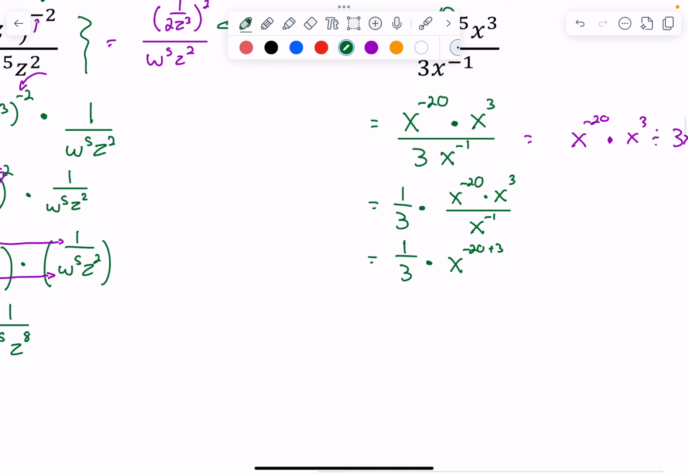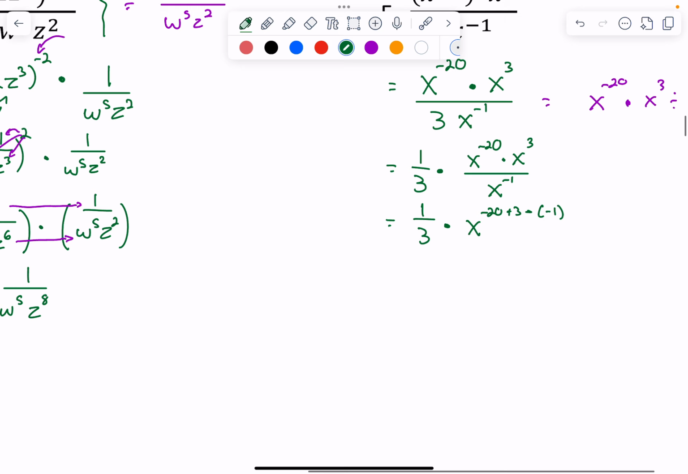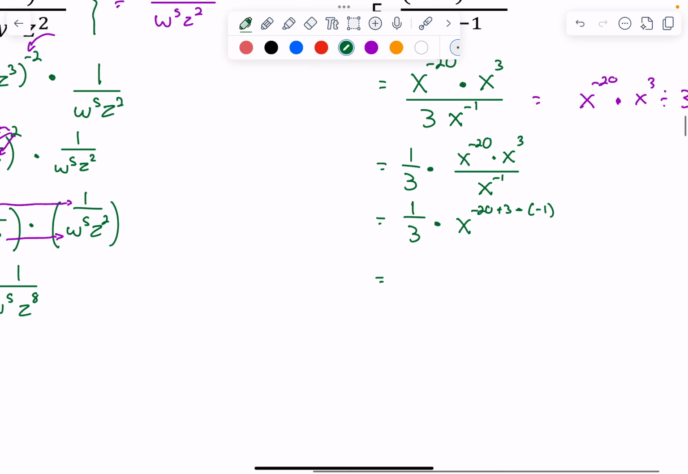Adding that 3. And then on the bottom, we are dividing that, so this would be subtracting -1 from this exponent right here. So just be careful with your negatives, and especially when you're subtracting a negative exponent from the bottom. This is a mistake that I see a lot of people making, okay? It's so easy just to mess that up.